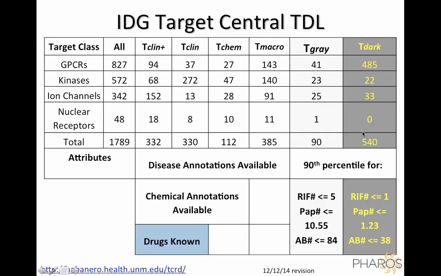Some of the criteria that we use to annotate T-gray and T-dark, in addition to the lack of disease annotation, we put a 90th percentile upper limit for reference into function. These GeneRIFs had been suggested by Andre Goulart, who works with Icahn. And then we're also looking at a literature score that comes from automated text mining from Lars Jensen in Denmark. We initially had PubMed scores, which were just a one-to-one association, so anytime a protein would occur in a paper, we would give it a score of 1.